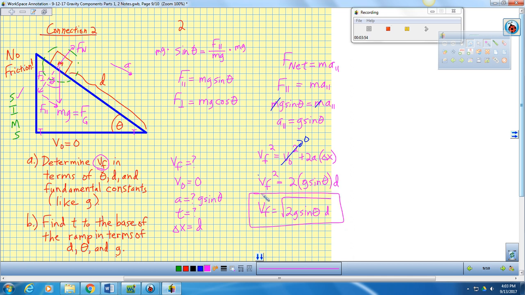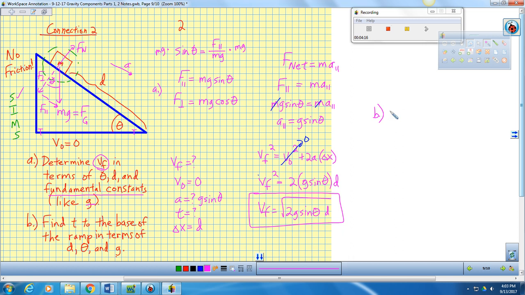They wanted me to find this in terms of theta, d, and g. Well, I've got theta, I've got d, I've got g. G is a fundamental constant. It says in terms of things, fundamental constants, g is just kind of like a given. It's acceleration due to gravity. It's a thing that for us at this point doesn't change. All right, all that mess was part A. Part B, we're supposed to figure out how much time it takes to get there.